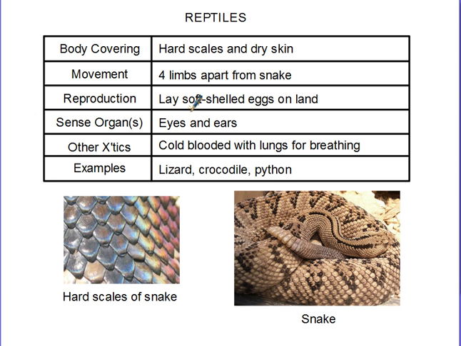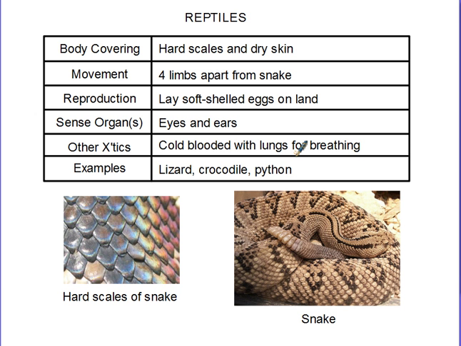They lay soft-shelled eggs on land. Remember, the previous two that we talked about lay jelly-covered eggs in water, but these reptiles lay soft-shelled eggs on land. They have eyes and ears. They are also cold-blooded with lungs for breathing.